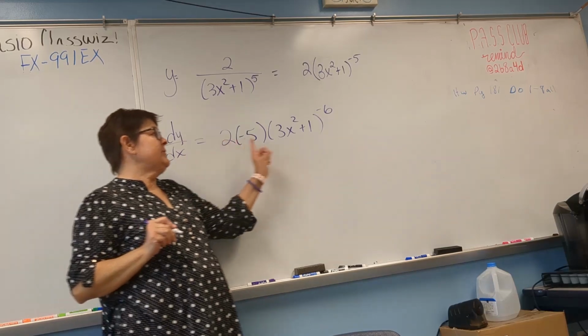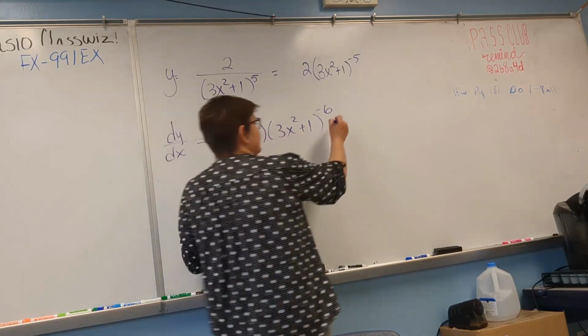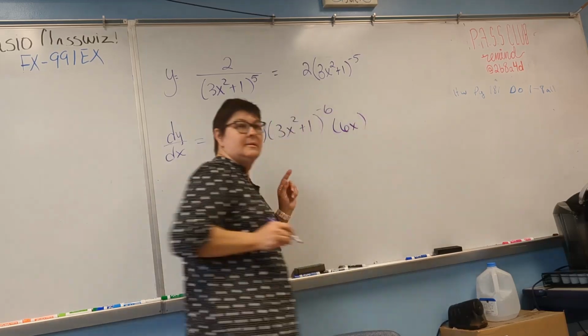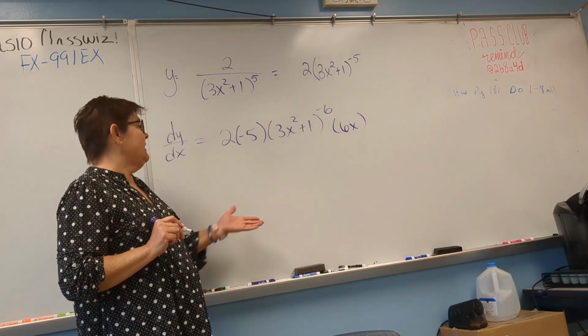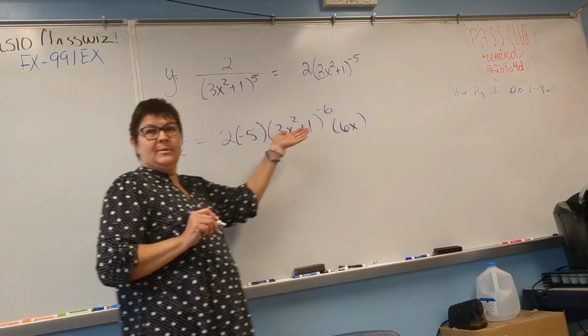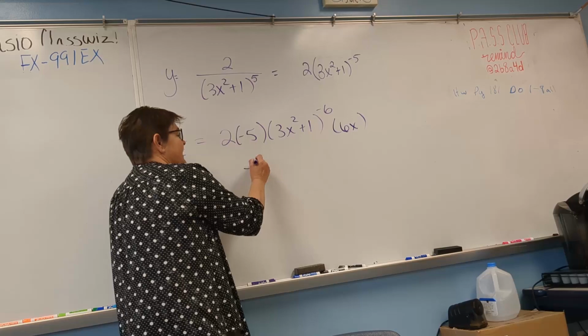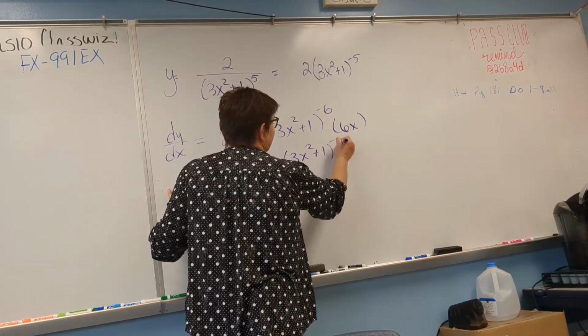What is the derivative of 3x squared plus 1? 6x. All right, how do we feel about that? Okay, now, can we clean this up a little bit? The 2, -5, and 6x can all multiply together. What would that become? -60x. And then I have 3x squared plus 1 to the -6.